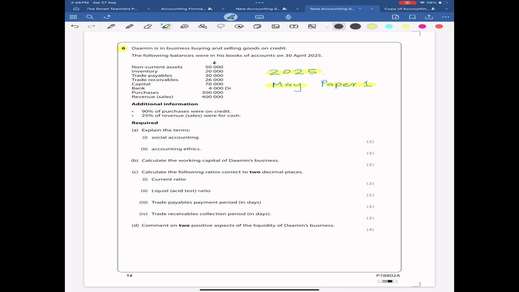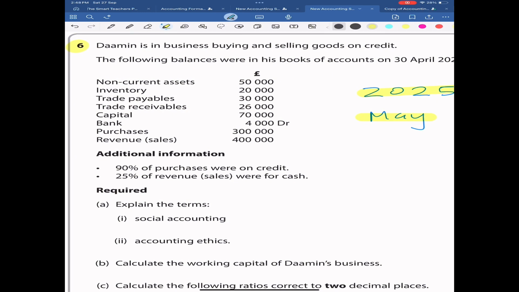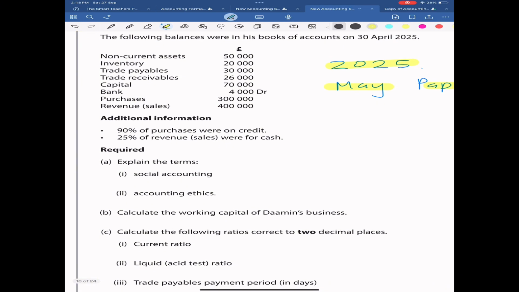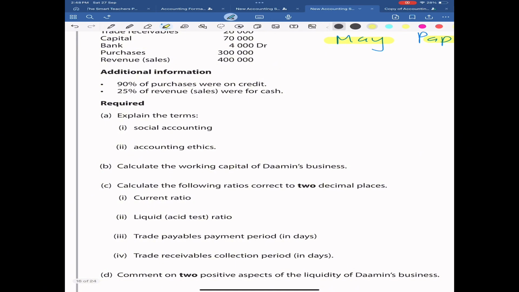2025 May Paper 1, Question 6. Damin is in business buying and selling goods on credit. The following balances were in his books of accounts on 30th April 2025. Non-current assets 50,000, inventory 20,000, trade payables 30,000, trade receivables 26,000, capital 70,000, bank 4,000 debit, purchases 300,000, revenue or sales 400,000. Additional information: 90% of the purchases were on credit, whereas 25% of revenue or sales were for cash.